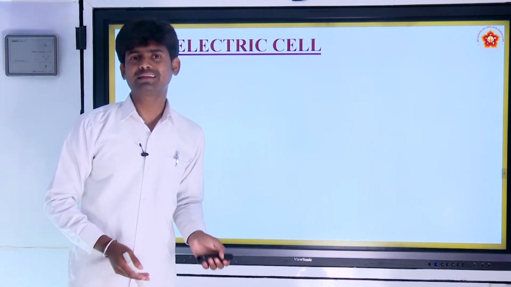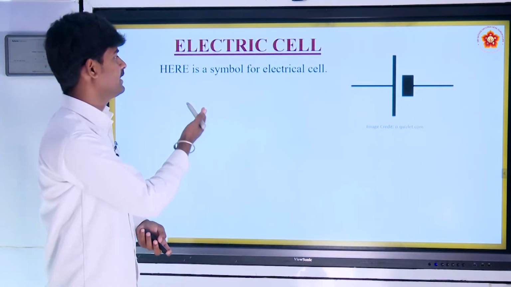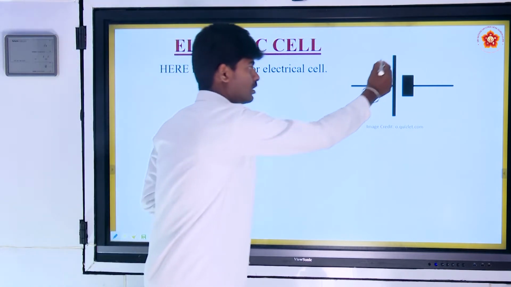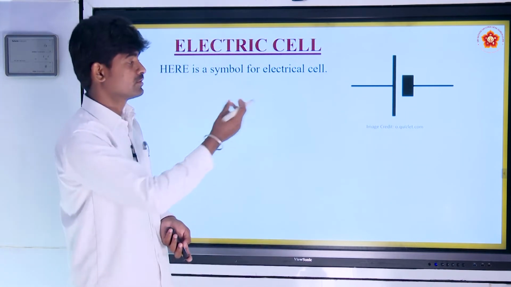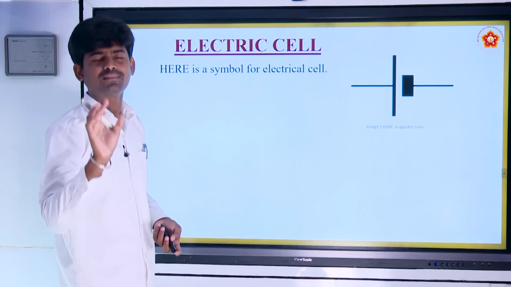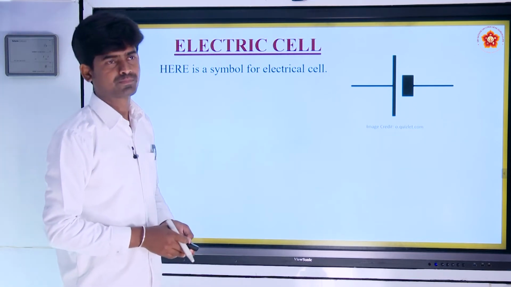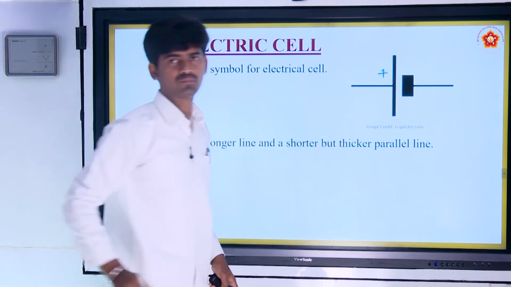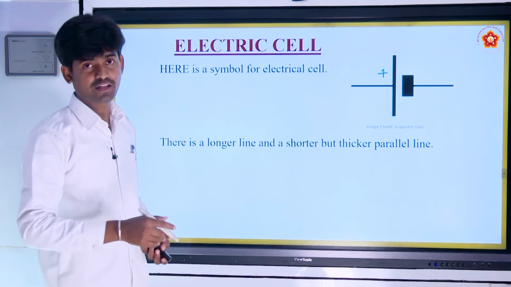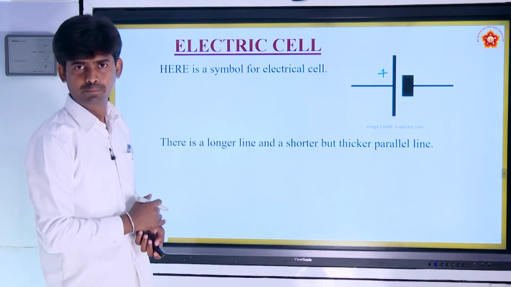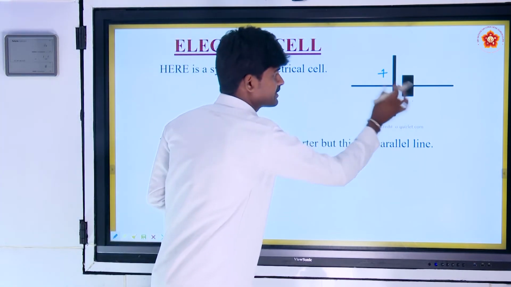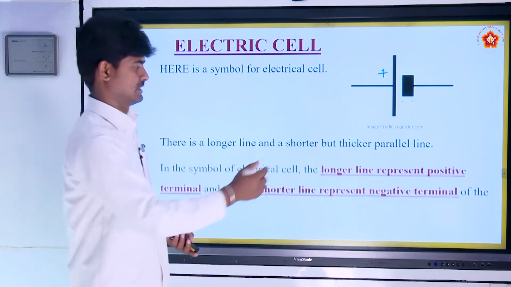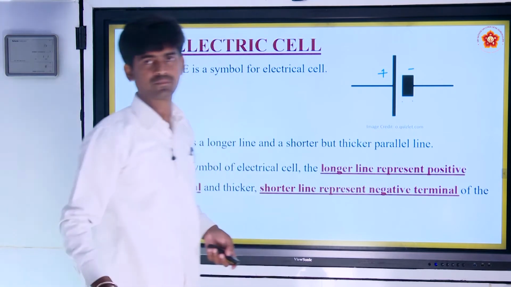First one, electrical cell. Here is the symbol of an electrical cell. There is a longer line and another shorter line, but thicker. The longer line represents the positive terminal of the cell, and the shorter, thicker line represents the negative terminal of the cell.